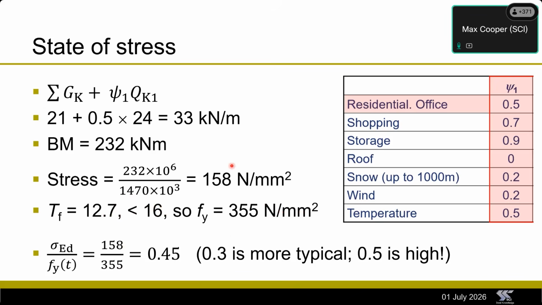And then we take our design stress over our design yield stress, 158 divided by 355. We find that proportion is 0.45. So just to highlight that, we would expect this always to be less than 0.5 for most, if not all, common design situations. If you're looking at brittle fracture and you have a design stress over 0.5, then I would suggest you need to just make sure you're using the correct load combination. And I've suggested here that 0.3 is something that would perhaps be more typical.